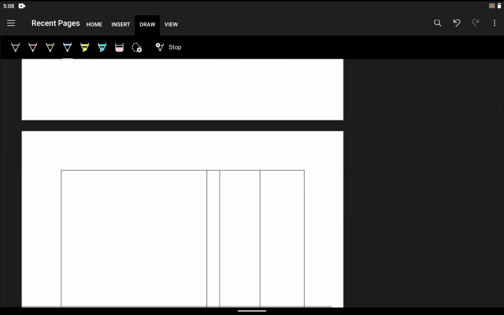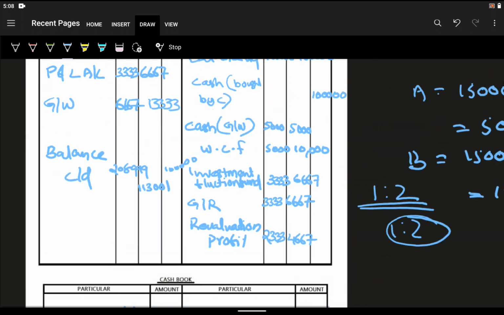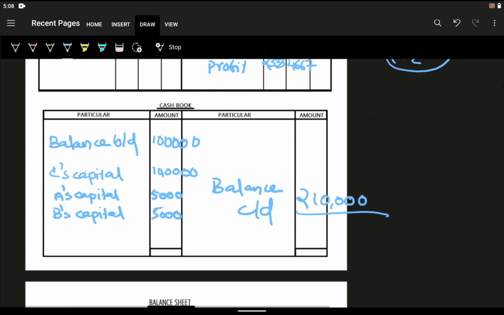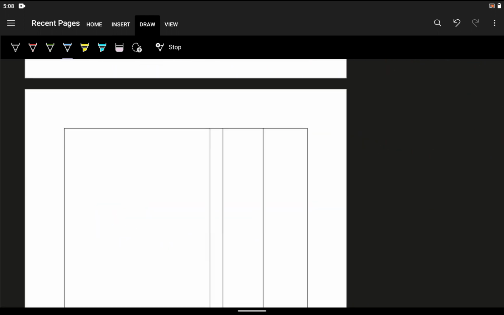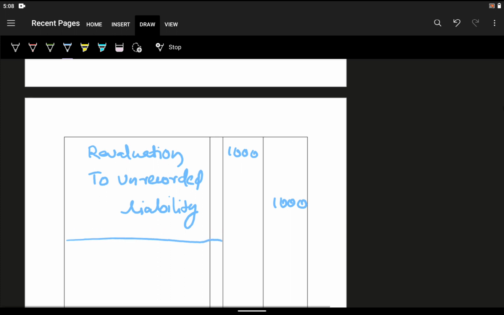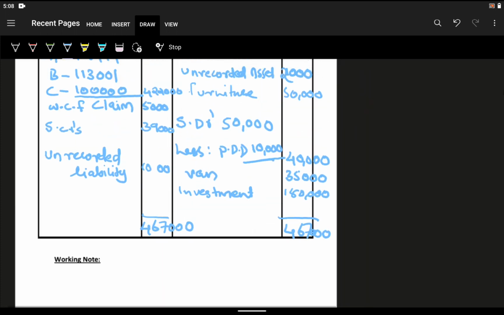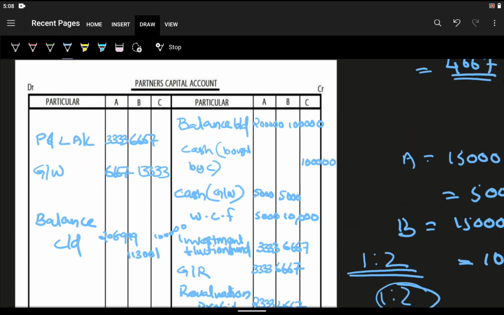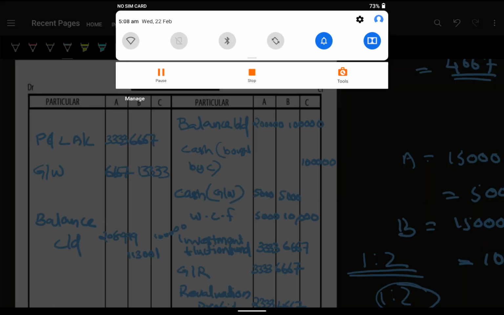So what is the next one? Unrecorded liability 1,000. So that also we can write, unrecorded liability 1,000. So we will debit revaluation, and we will credit unrecorded liability 1,000. Okay, this is the journal entry. Journal entry for revaluation is finished. Now the journal entry for partners capital. Only you want to do the journal entry for revaluation and the journal entry for partners capital account. Okay, that only you want to do.